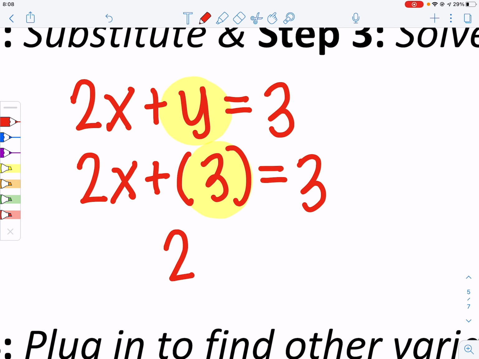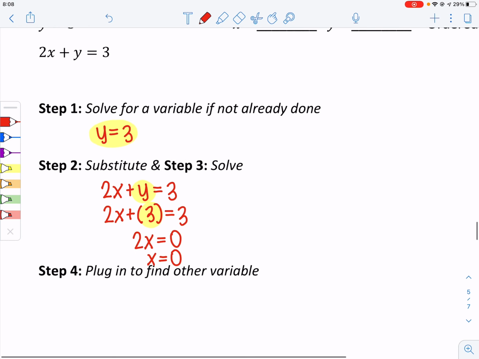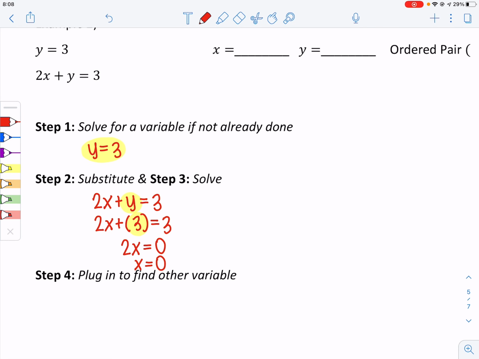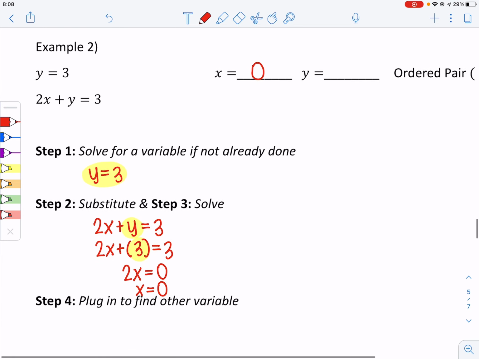Okay, now we just have to solve for x. So I'm going to subtract 3 on both sides. I get 2x equals 0 because 3 minus 3 is 0, which if I divide 0 by 2, I still just get 0. Okay, so I know that the x coordinate is 0, and then usually I told you guys you can use whichever equation you want to figure out your other coordinate. So in this case, we already know x is 0, so now I need to figure out the y coordinate.